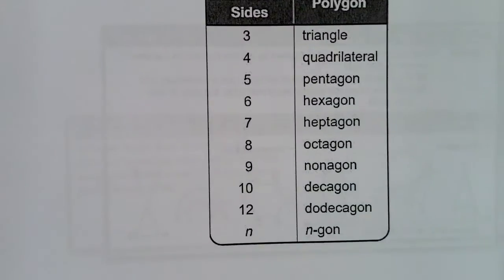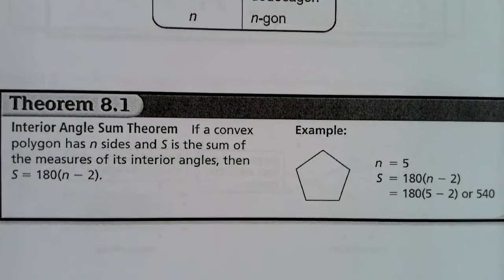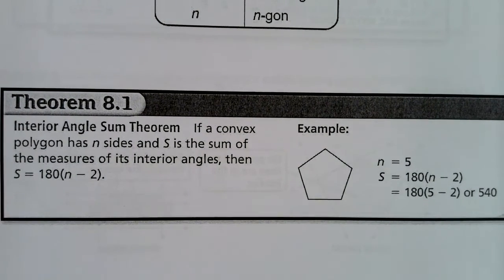All right. So this next theorem here is very important. You may hear this a lot. Called the interior angle sum theorem. It says, if a convex polygon has n sides and S is the sum of the measures of its interior angles, then S equals 180 times (n minus 2). Now that should make sense. So let's think about that for a little bit.